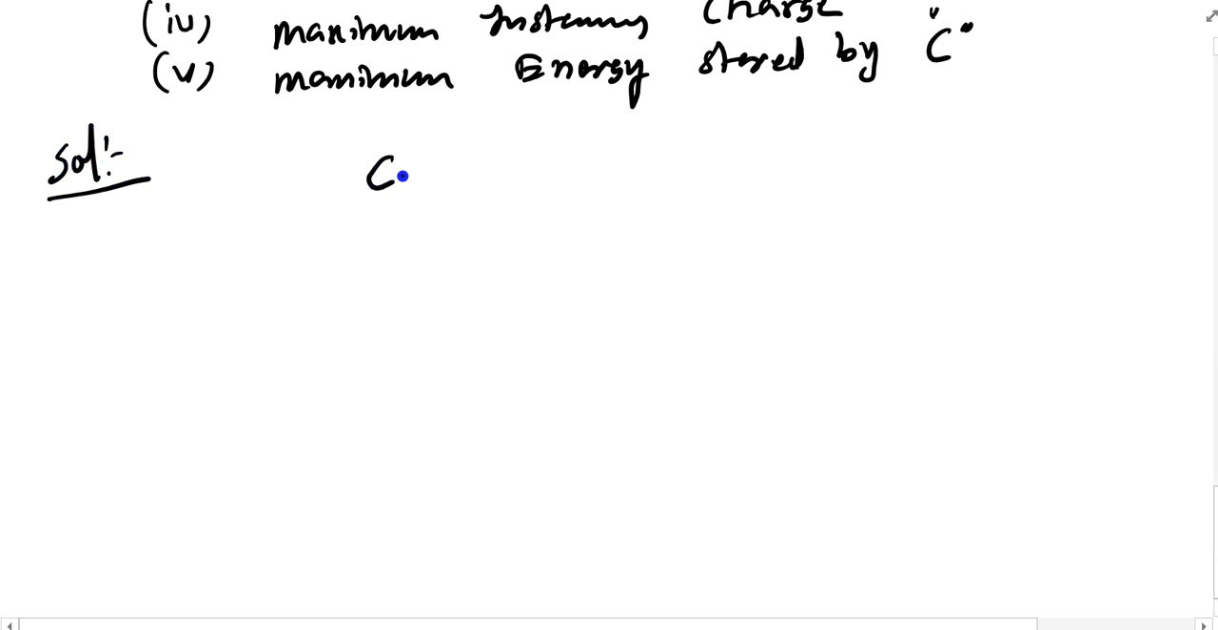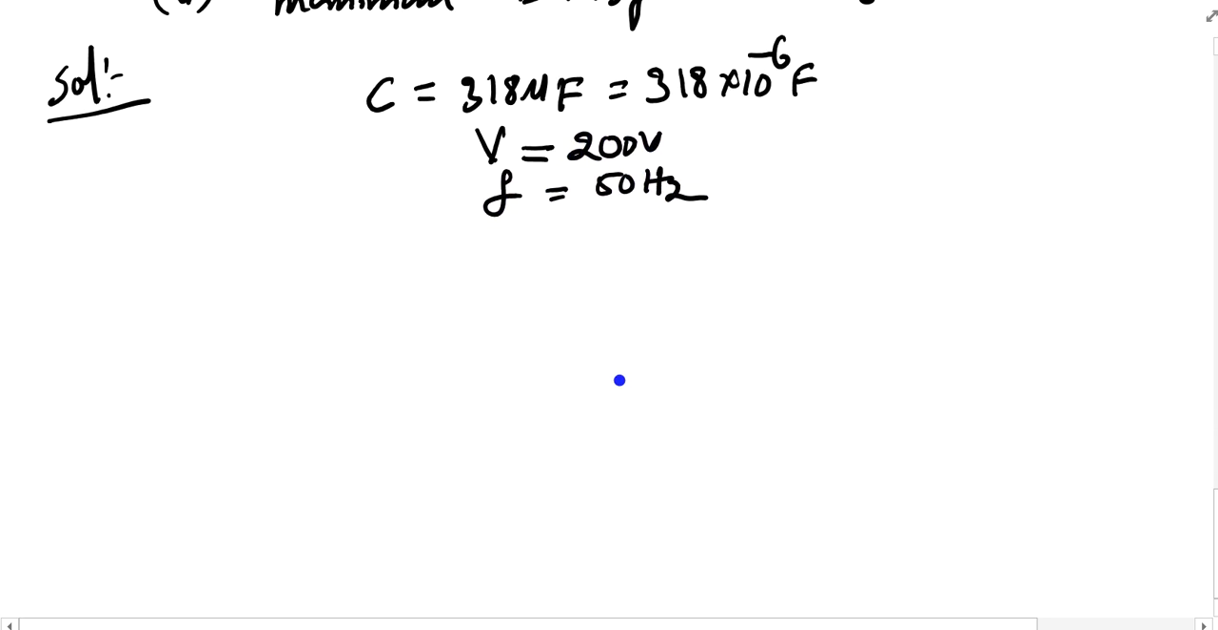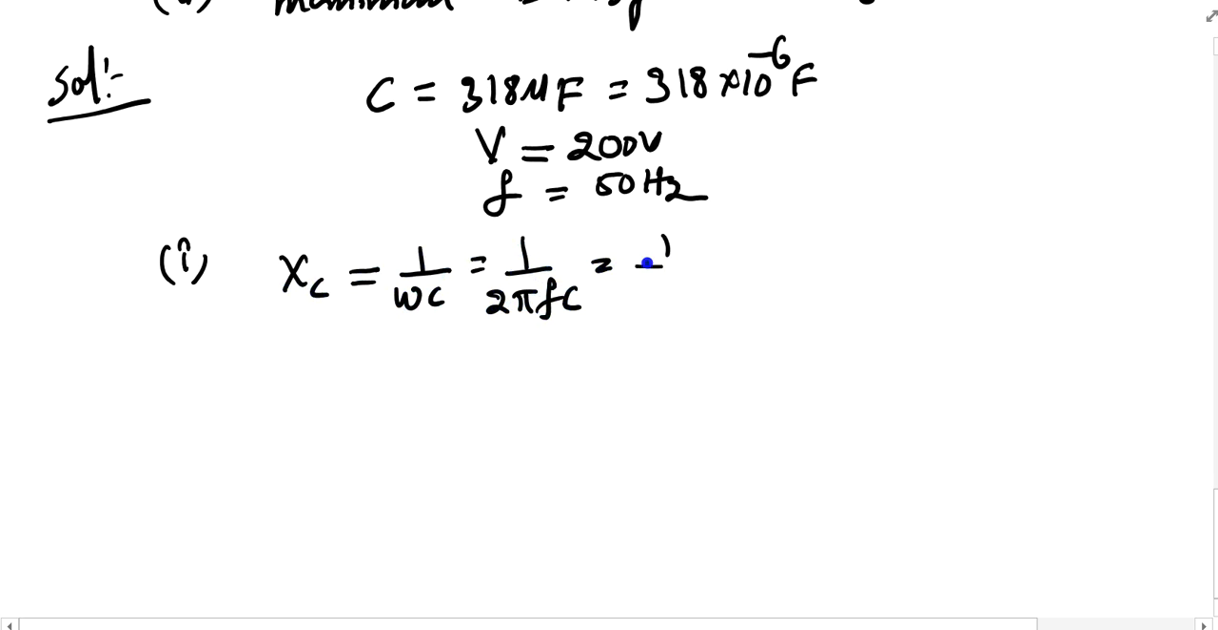Okay, so the capacitor is given, it is 318 microfarad. I can convert this into 318 times 10 to the power of minus 6 farad, and the VRMS voltage is given as 200 volts. The frequency is given as 50 hertz. So these are the things given to us. The first point they are asking is to find XC, the capacitive reactance. What is the formula we know? XC equals 1 by 2 pi F C. Substitute these values and you will get 10 ohms.